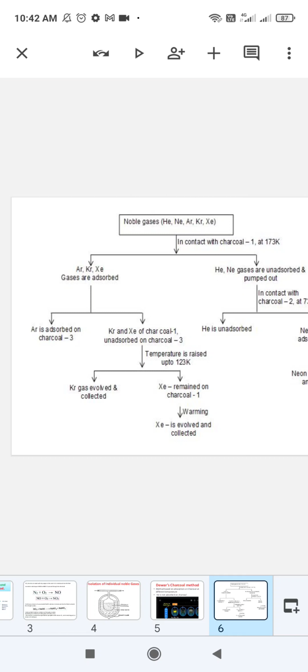Thus by the adsorption method we can easily separate the noble gases. We know that the noble gases are inert, so we could not separate them by using a chemical method.